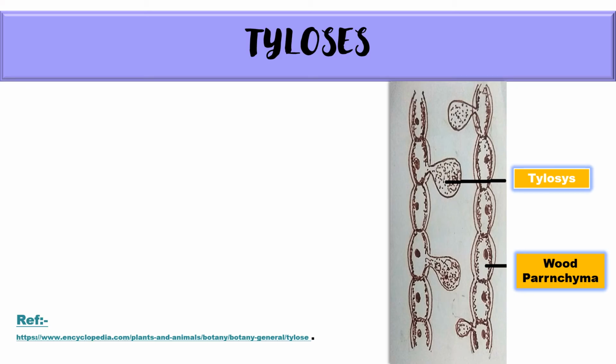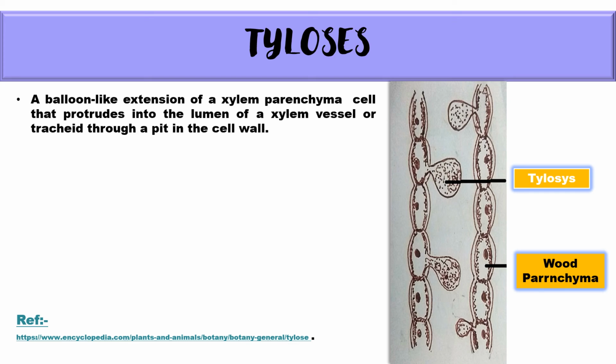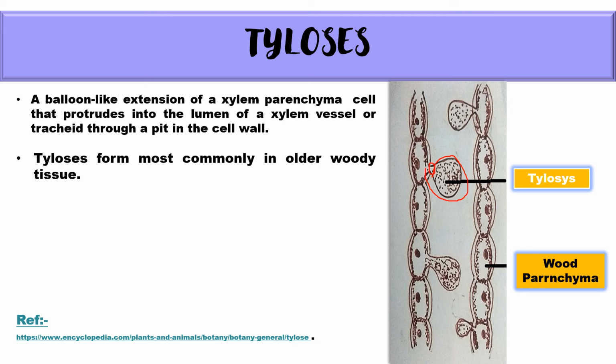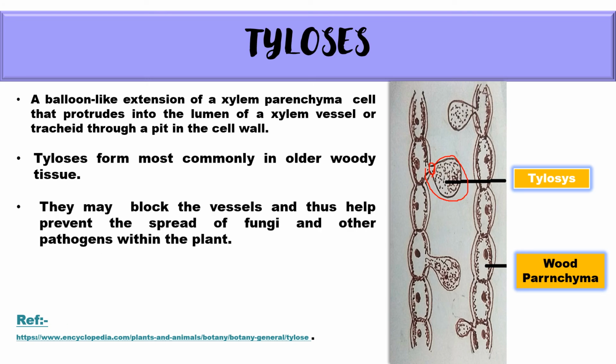Another important structure which is associated with xylem parenchyma is tyloses. These are balloon-like extensions of xylem parenchymatous cells which protrude into the tracheary element of xylem through the pits. They are present mostly in the woody tissues, and they block the vessels so that if there is any fungal infection, it prevents the spread of it.